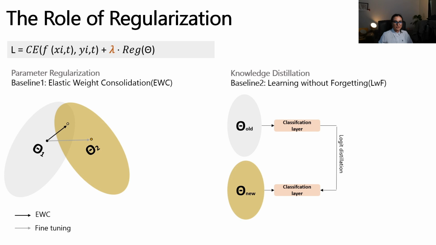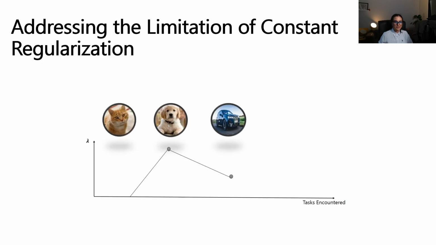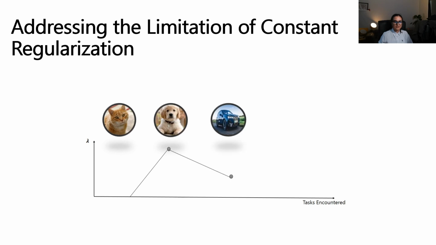However, traditional regularization techniques use a constant regularization magnitude throughout the learning process. Building accurate lifelong learning machines requires dynamic adjustments of lambda based on the task novelty and similarity. We propose that this constant regularization assumption is unrealistic.